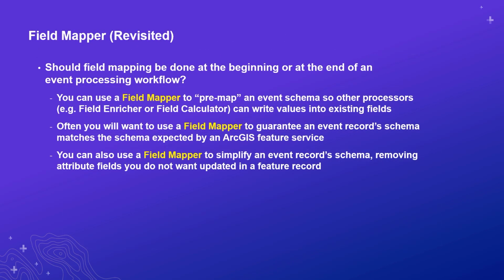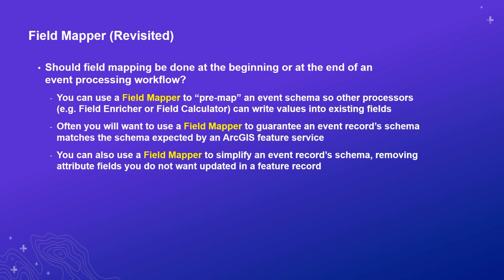I am often asked whether it is best to place a field mapper at the beginning or at the end of an event processing workflow. The answer is, it depends. You can use a field mapper immediately following an input to add fields to an event record schema. I call this strategy pre-mapping. It guarantees that fields I will need later exist in the event record schema so that I can write to existing fields rather than expecting processors downstream to create new fields for me on the fly.